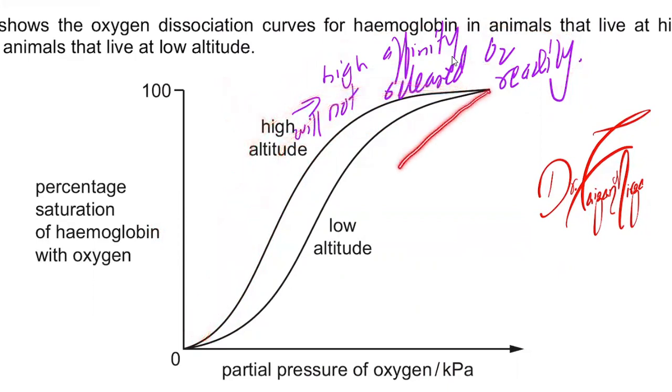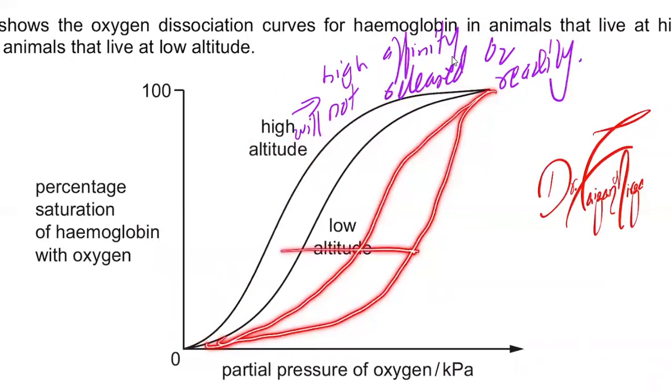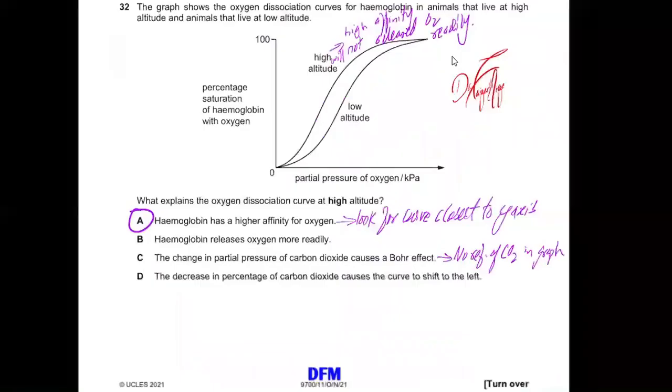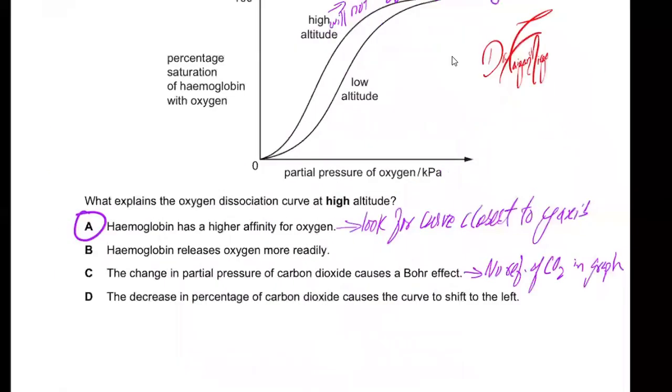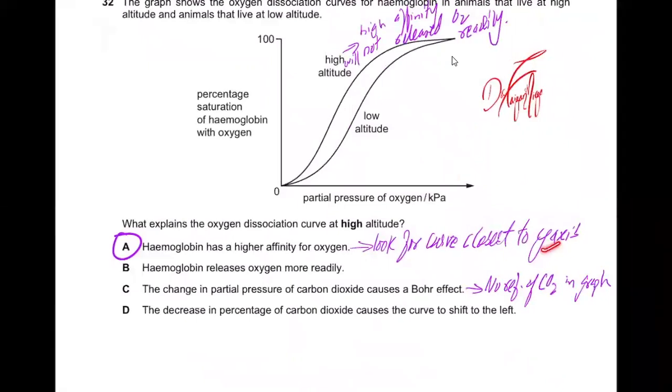And the reverse argument goes for any curve which is furthest from the y-axis. It would have the least affinity and will release oxygen very quickly. So if we read the statement, hemoglobin is having a higher affinity for oxygen. Look for the curve close to the y-axis. Yes, A is correct. Hemoglobin releases oxygen more readily for high altitude. No, this is exactly the opposite.